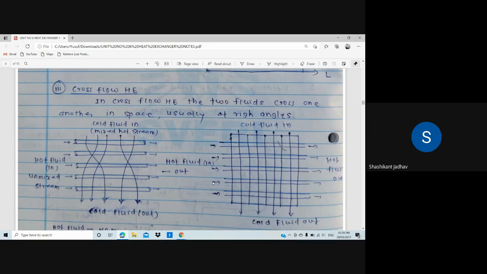Cold fluid for the first diagram, mixing of the stream. So in that case the hot stream also mixes with the cold fluid. And for the second diagram, cold fluid, no mixing of stream.